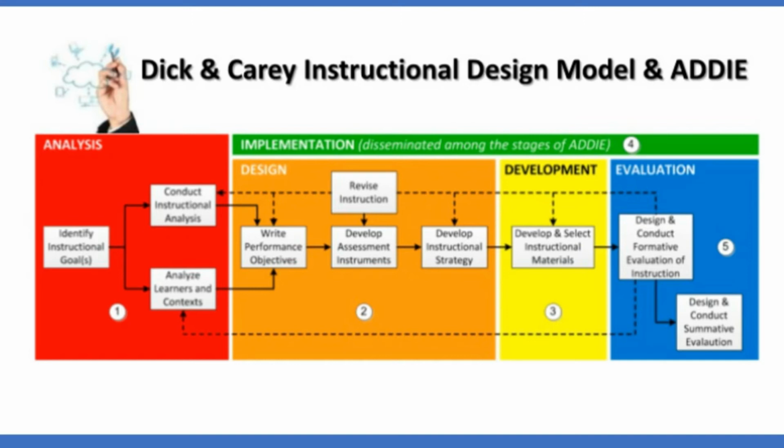Analysis of goals, instruction, and entry behaviors takes place at the beginning of the Dick and Carey model. Then there is the design and development of criterion-referenced tests, instructional strategies, and materials. Once implementation is complete, there is a formative and summative evaluation at the end of the model. This model could be used in a classroom or in the business world.